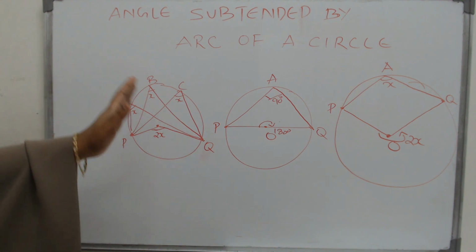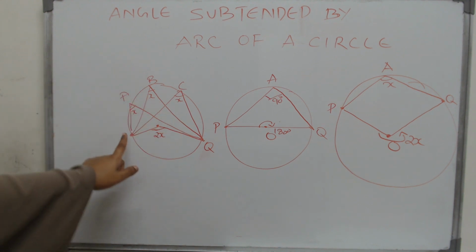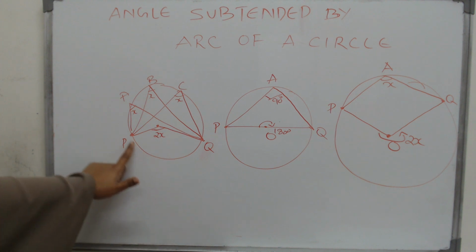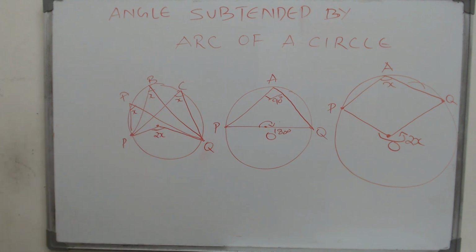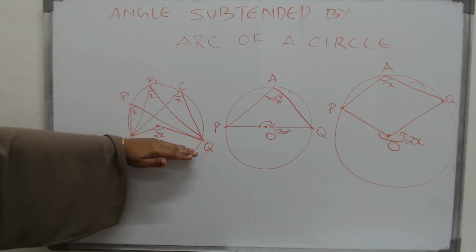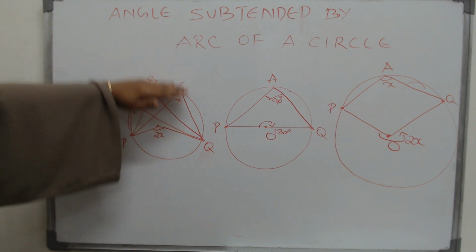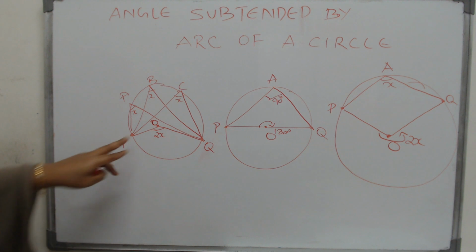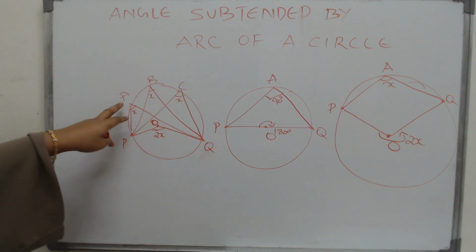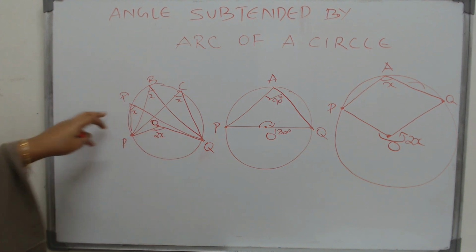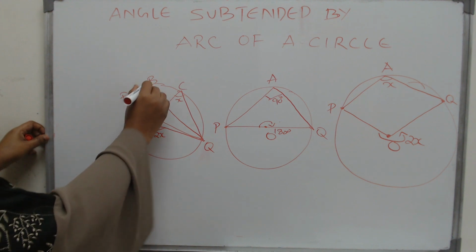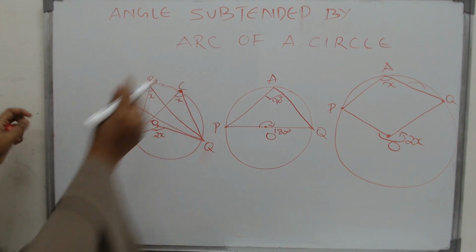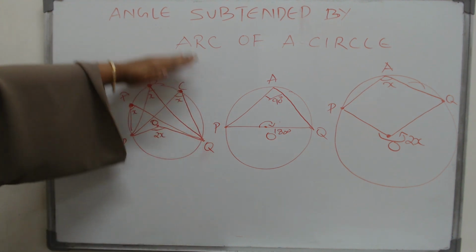So now you have an idea what is happening here. Here you have a small arc PQ. What happens in that case? All of the angles will be made in the same side. Here is your center. The angle made at the center will be double of the angle made at any other point on the circumference. And remember, all of them stay here.